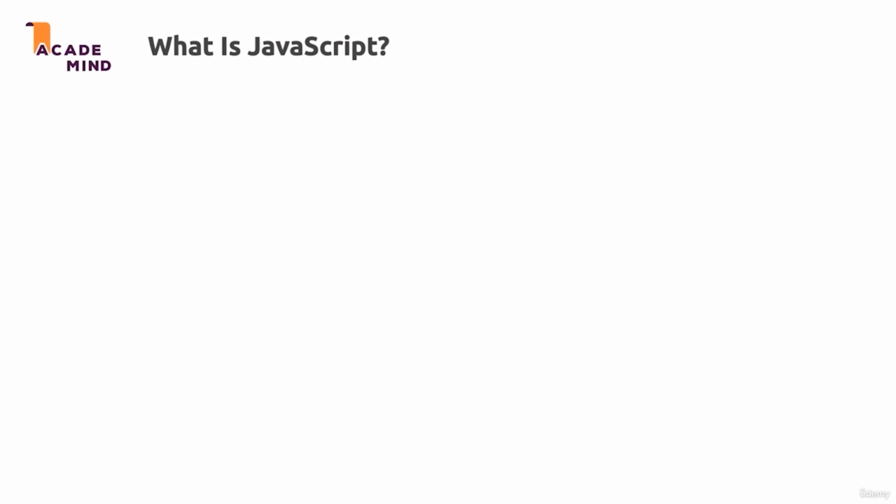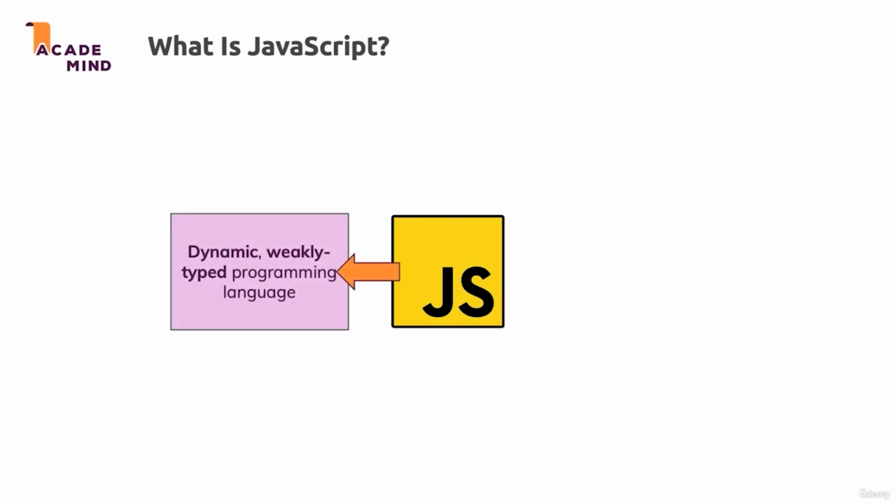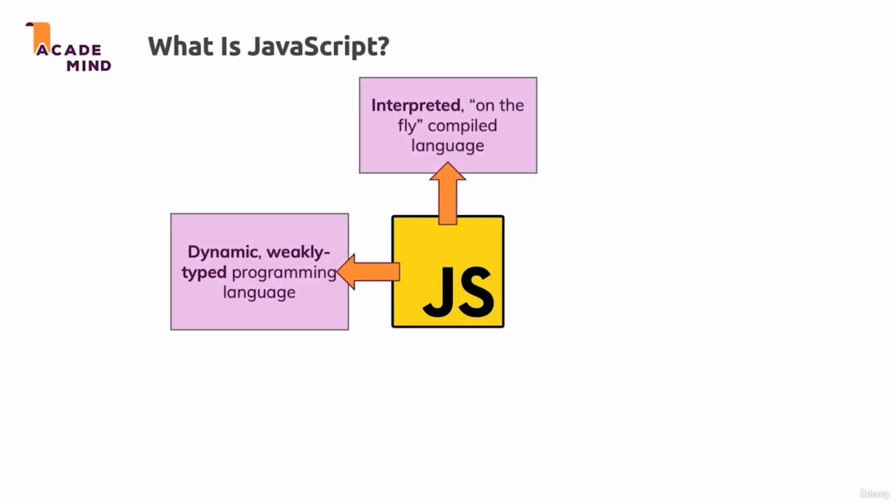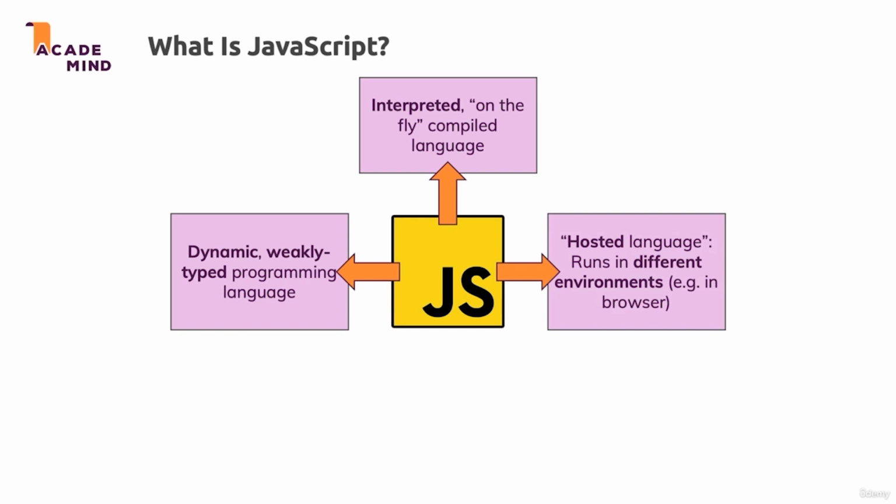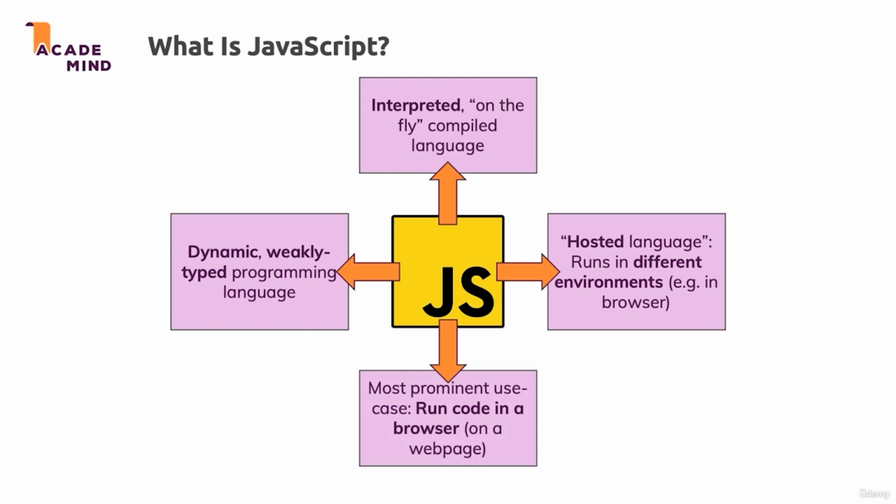So if we come back to that question of what JavaScript is, if I quickly dive into the core things we learned on this previous slide, JavaScript is a dynamic, weakly typed programming language. It's an interpreted language, which means it's compiled on the fly. It's compiled before it runs and not compiled during development as some other programming languages are. It's a hosted language that runs in different environments, though thus far in the last example we just saw it run in the browser, but I'll come back to other environments in this course as well. And the most prominent use case is the case we just saw. We run code in a browser on a web page to make that more dynamic.